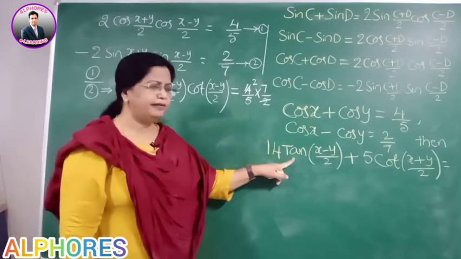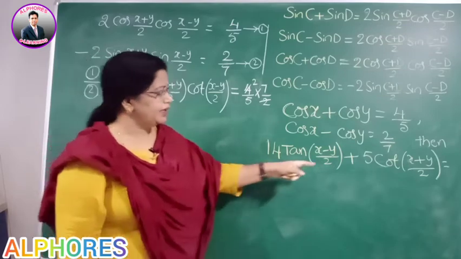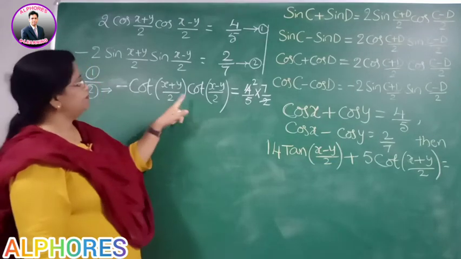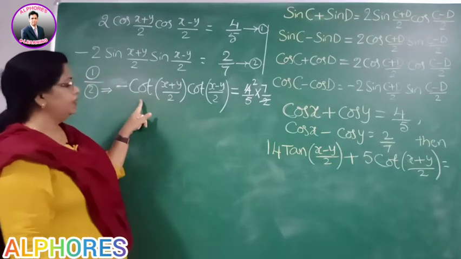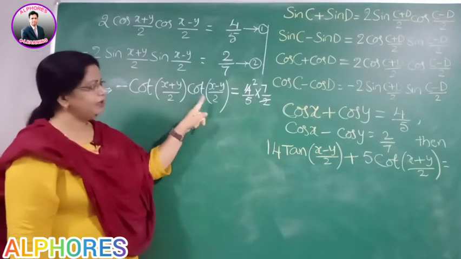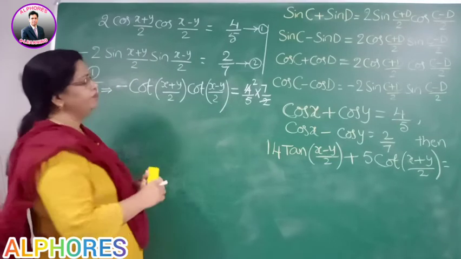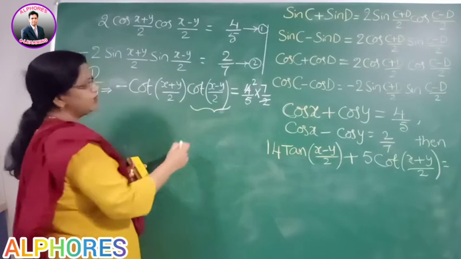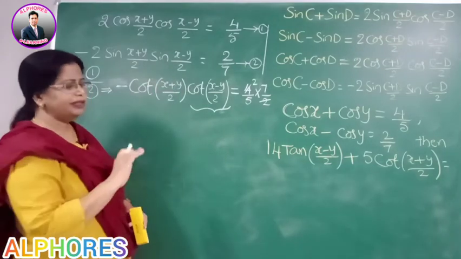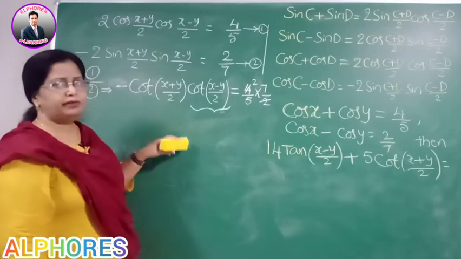What is the question given? The (x minus y) by 2 angle is in terms of tan and the (x plus y) by 2 angle is in terms of cot. That means x plus y by 2, let us not change, let us put this value as it is. And now let's write this value as 1 by tan, because in the question they asked about tan of (x minus y) by 2. That's why let us change this value as 1 divided by tan. So after you get one stage, every time you must take care of what the given question is. So accordingly we have to move our steps.